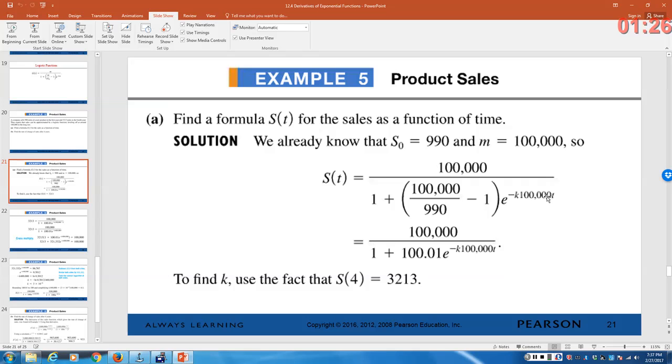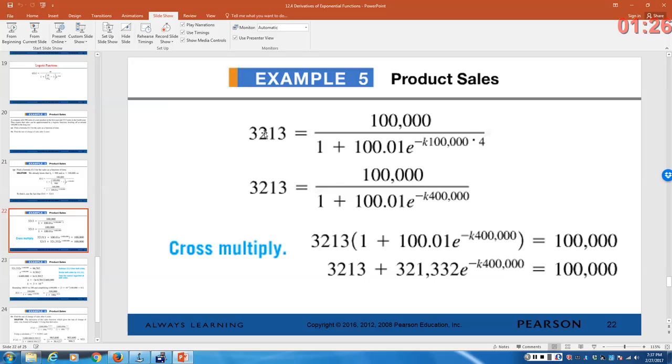Now remember, E is not a variable, E is a number. So K is something we're going to have to figure out. We don't have K. They didn't give us K. But we can find that out because they told us that sales in the fourth year was 32.13. So we set that whole thing equal to 32.13, and we're going to solve that for K.